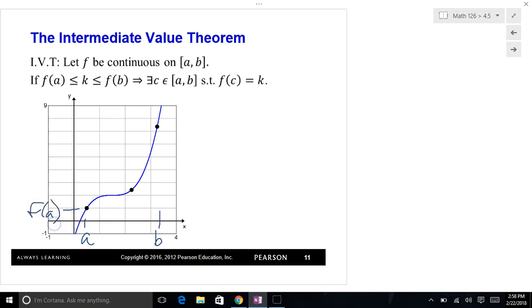Here's my corresponding y value for a. Here's my corresponding y value for b, my f of b, right there. If I pick a k in between those, so k is less than or equal to f of b, greater than or equal to f of a. So if I pick, let's say my k is right here, and this thing's continuous, right? I never lift my pencil when I draw that thing.